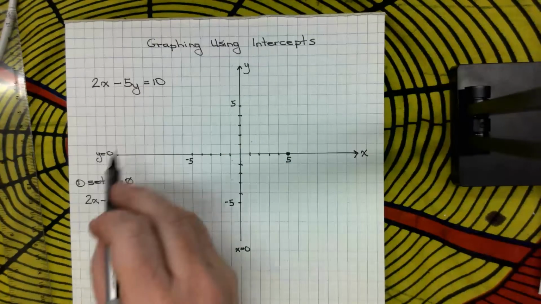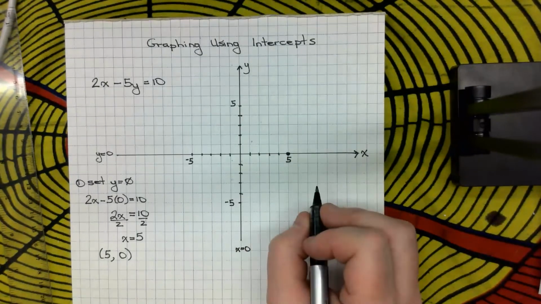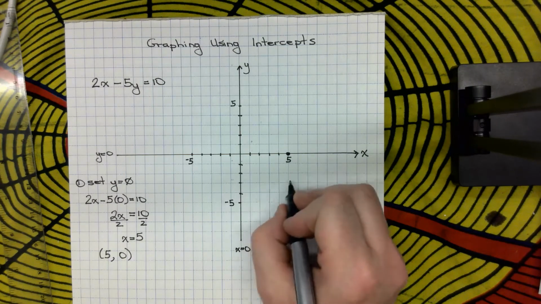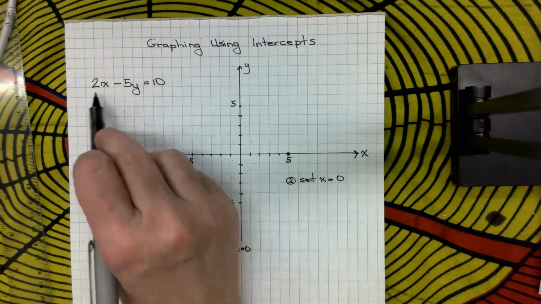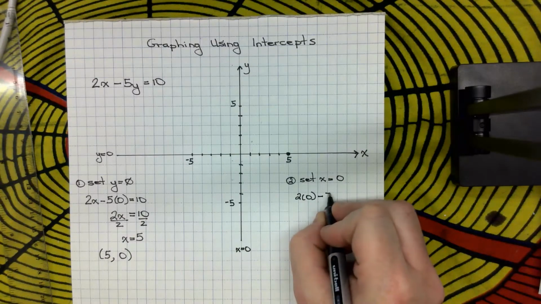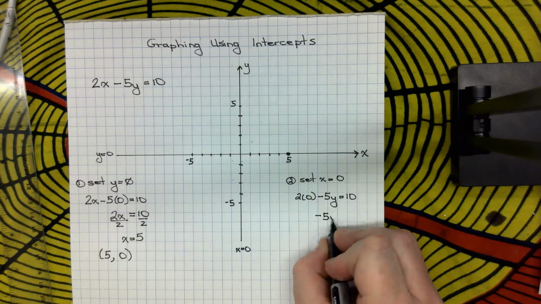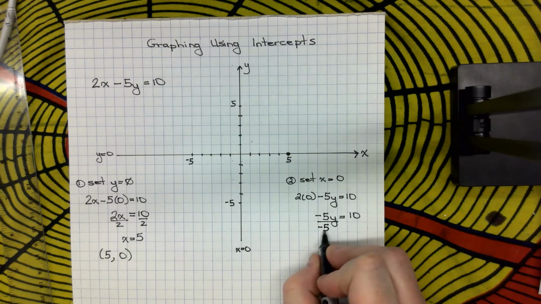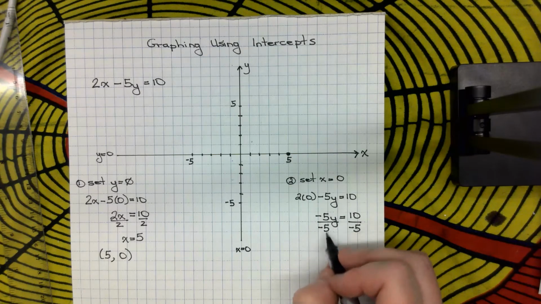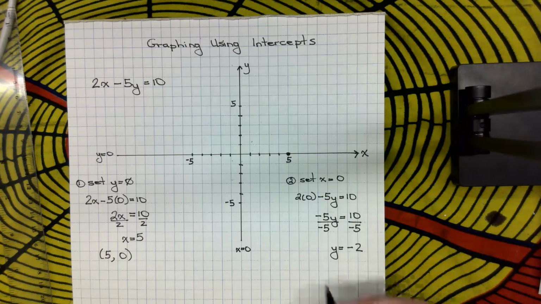So next, I want to figure out my y-intercept. So in this case, I know all my x's are zeros. So I'm just going to do the work over here. So secondly, I'm going to set x equal to 0 and solve my equation again. So I have 2x, so 2 times 0 minus 5 times y equals 10. And so then 2 times 0 is just nothing, so I don't have to write it. And then I have -5y equals 10. And so this time I'm going to divide both sides by the number in front of the y, which is -5. And so now -5 divided by -5 is just 1, and 10 divided by -5 is -2. And so my coordinate pair is going to be my x is 0 and my y is -2.